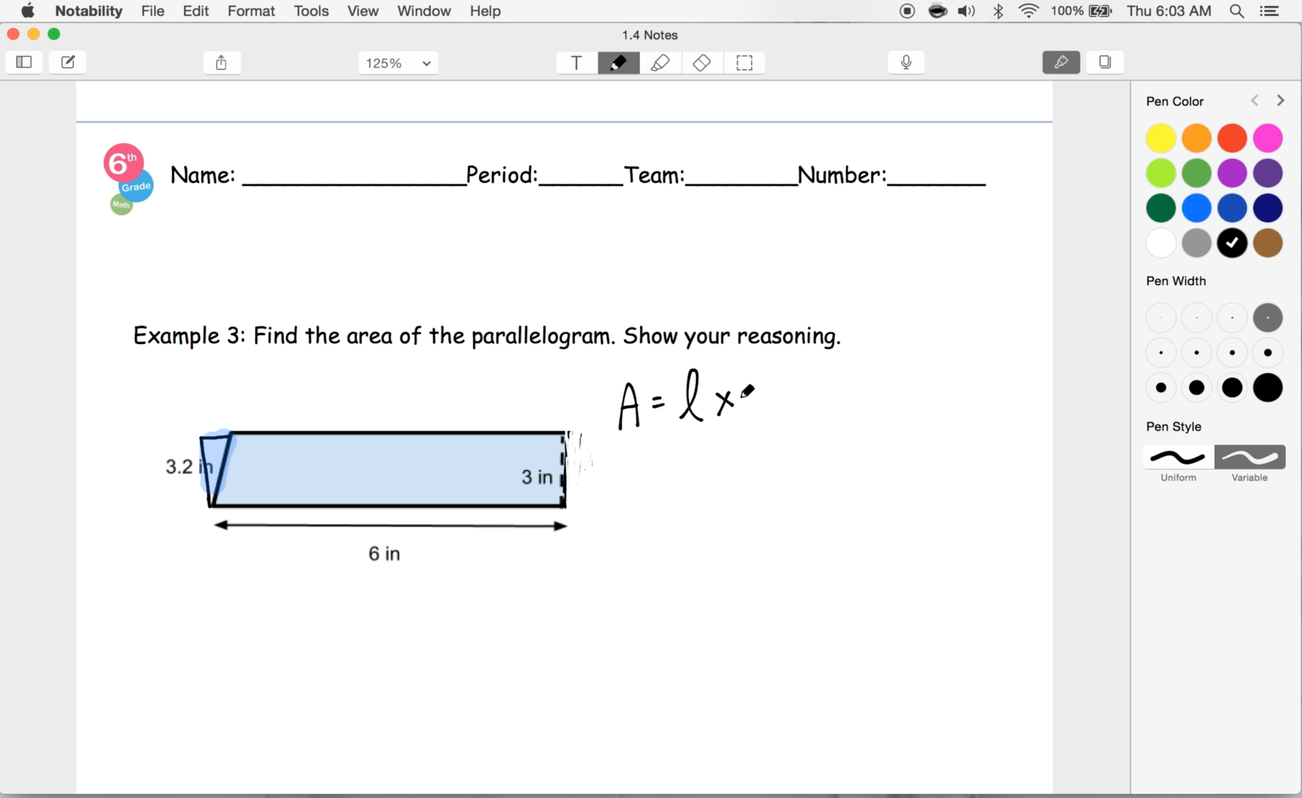All right, so I know area equals length times width. So area equals my length, which is 6. And okay, I can think about what my width was. Now, this 3 and 2 tenths inches was talking about the diagonal, but I don't need the diagonal. My area formula calls for length times width, which goes straight up and down. So my width is 3. So this 3 and 2/10 is not needed. So area equals 18 square inches.